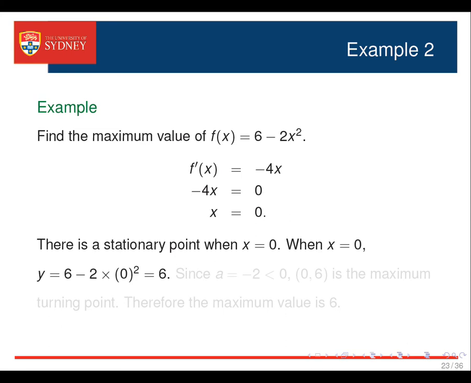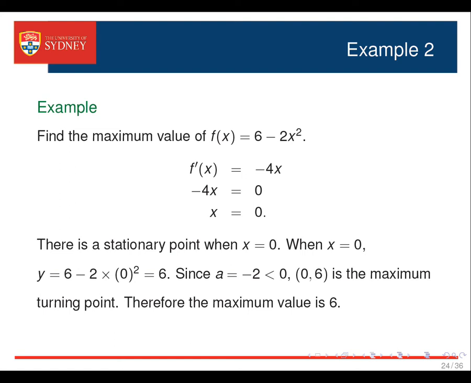When x equals 0, y equals 6. Since the coefficient of x squared is minus 2, the parabola will be concave down. So (0, 6) is a maximum turning point. Therefore, the maximum value is 6.